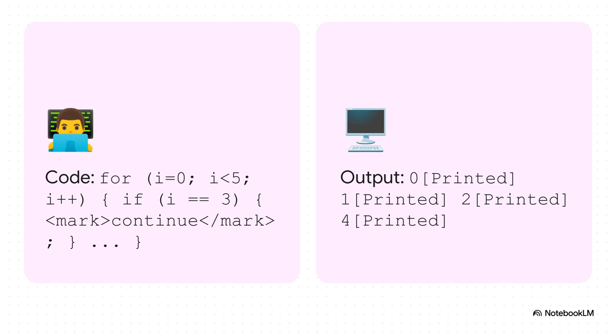Same loop, different keyword. So again, it prints 0, 1, 2, then i becomes 3, that if condition is true, and this time continue gets triggered. But look what happens. Instead of killing the loop, it just says, nope, not doing the rest of this round. It skips the print line for 3 and jumps straight to the next iteration. And what's next? Well, i is 4. So it prints 4, and then the loop finishes like normal. The only thing missing is the number 3.